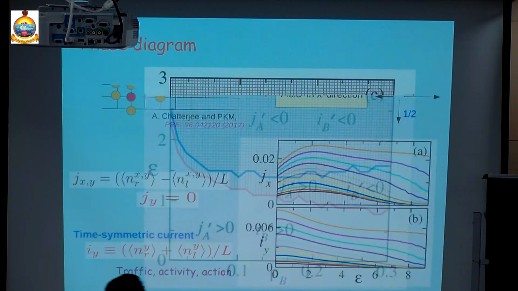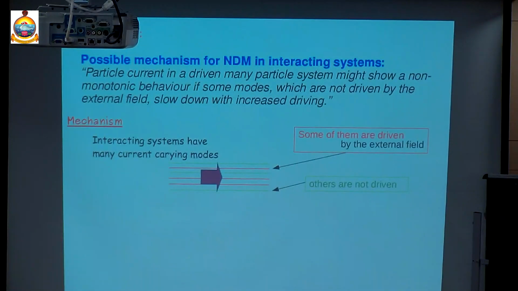So let us go to the mechanism directly. What is the mechanism? What we say is that the particle current in a driven many-particle system might show non-monotonic behavior, which means negative response, if some modes which are not driven by the external bias slow down with increasing driving.